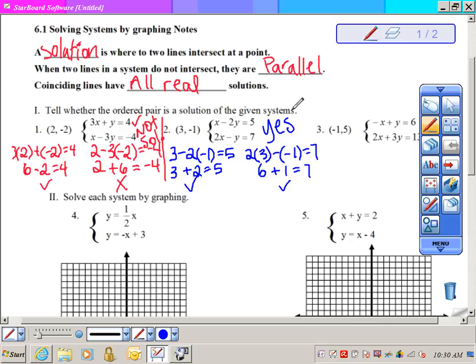So really, we know this has at least one solution. Okay, so the answer here could be one solution or all real solutions. Does that make sense? The only way we could tell is if we solve both of these for y and saw if they were actually the same equation. If they're the same equation, it's coinciding lines. Right? But that's really not what they're asking us to do. But yes, it is a solution. Correct? Okay. Let's skip down to number 4.